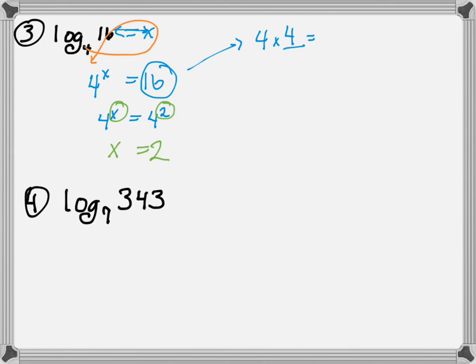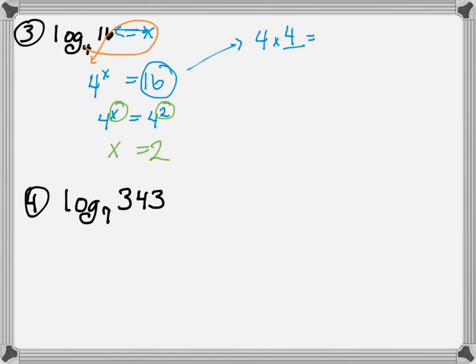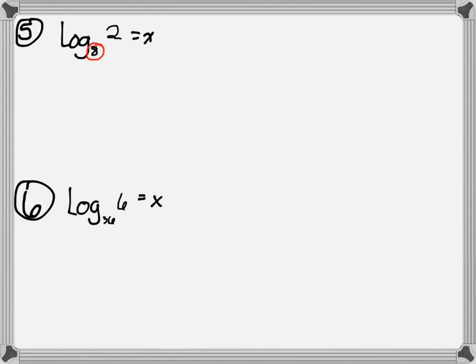Y'all are going to do number 4 on your own and check the answer on the side. So let's look at this next one. What is different this time is if you notice our base is our larger number. On this one, our bases were smaller than our answer portion. So let's look at what happens whenever the base is the smaller value, or is the larger value.